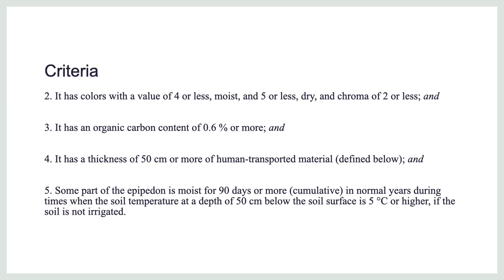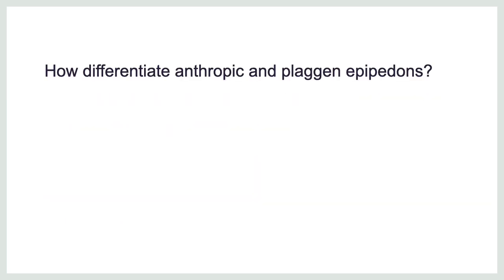Some part of the epipedon is moist for at least 90 days in normal years, if the temperature at a depth of 50 centimeters is 5 Celsius degrees or higher, if the soil is not irrigated. So again, as with the Mollic pattern, you should register at least some water during the year. The soil cannot be totally dry 100% of the time, okay? And this is a good question.